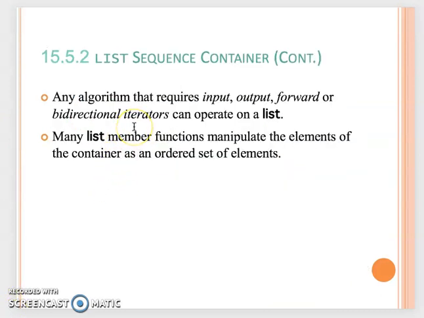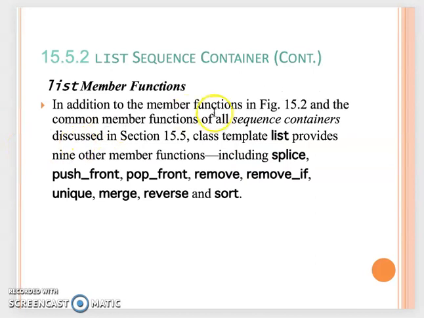When you decide to use the list, if the algorithm requires input-output, forward or backward, it needs a bidirectional iterator. So that's a very good choice for the list, because many list member functions maintain the elements in the container in order. In addition to all the member functions we talked about earlier, such as begin, end, cbegin, swap, clear, and empty, which are all in the list, it has even more.